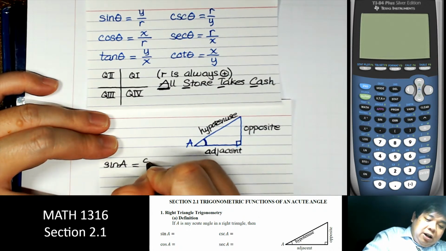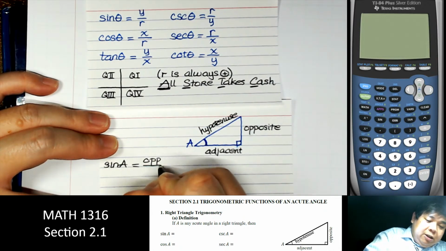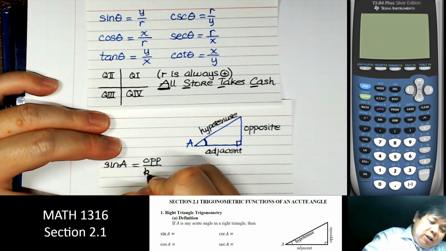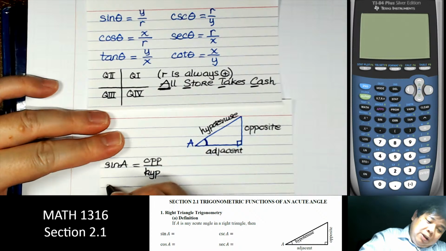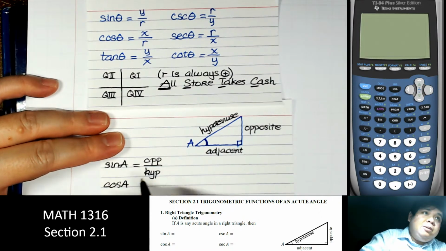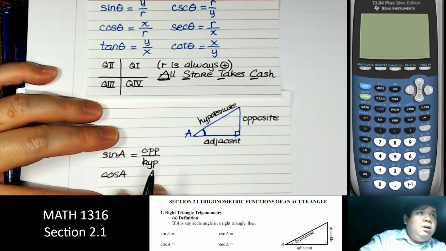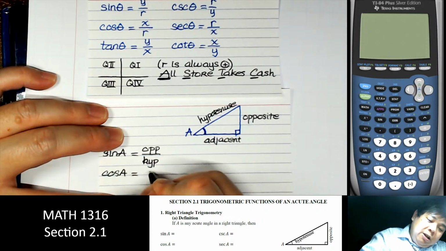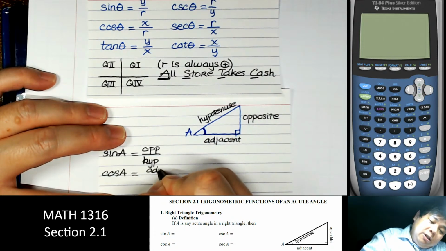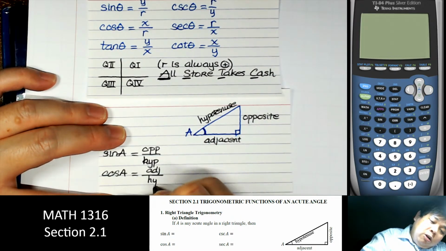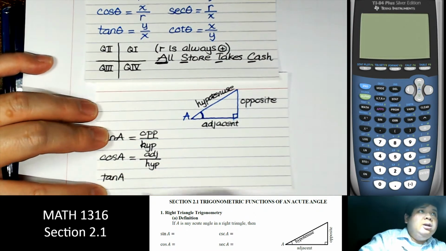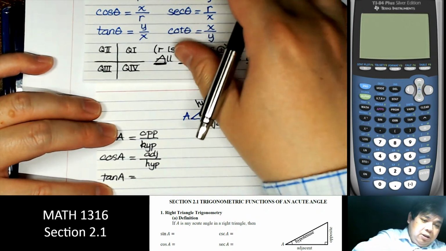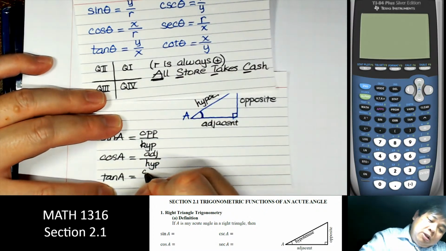Sine is opposite over hypotenuse. Cosine is adjacent over hypotenuse, and then tangent is opposite over adjacent.